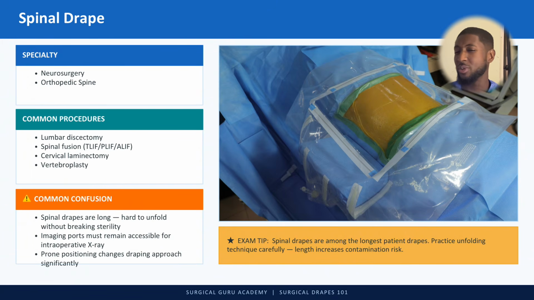I don't normally drape on my own. I know some people that do, and I know some doctors that actually prefer for their techs to do that, but I don't want to make any mistakes. So, imaging ports must remain accessible for intra-op X-ray, and prone positioning challenges draping approach significantly. Spinal drapes are amongst the longest patient drapes. Practice unfolding technique carefully. Length increases contamination risk.